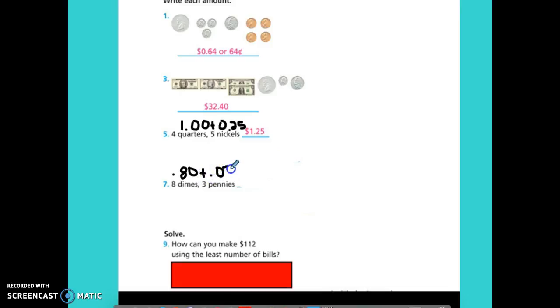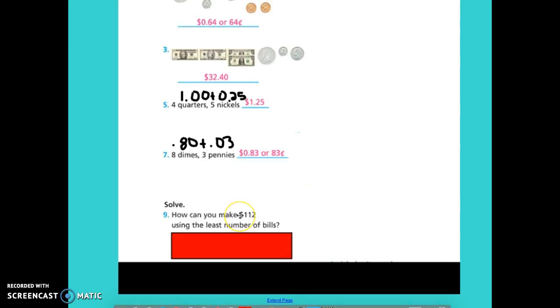We add those together, we end up with 83 cents. All right, great job. Now with this one, how can you make 112 using the least number of bills? Right, now the trick for this is to think of the biggest amount you can do for each spot.